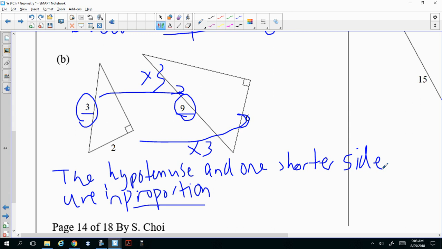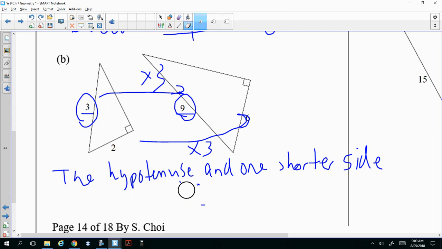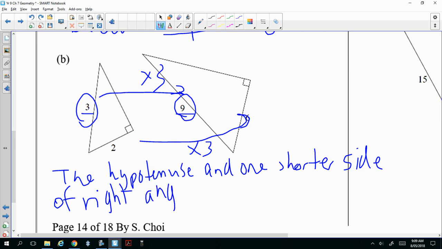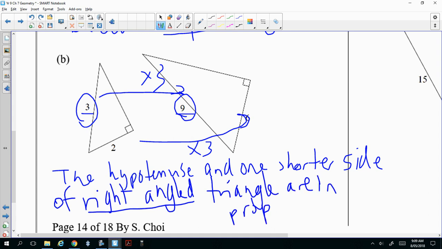Okay, so actually I need to add a new word. Sorry about that. Okay, so the hypotenuse and shorter side of a right angle triangle. You have to mention the word right angled triangle, are in proportion. Okay, good. So hypotenuse and one shorter side of a right angled triangle are in proportion.